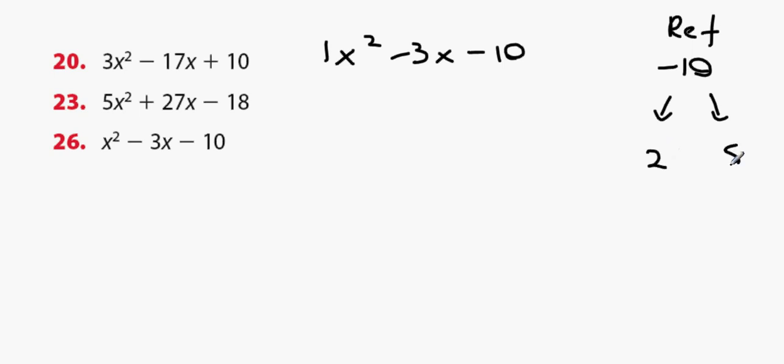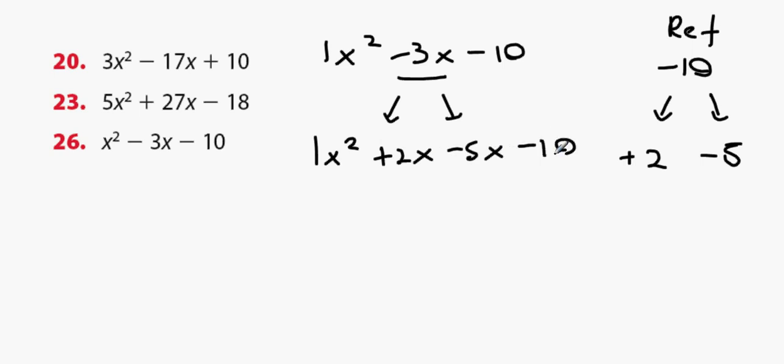We don't know which one should be minus. It's minus 3x in the middle, so that means minus 5 and plus 2, because plus 2 minus 5 gives you minus 3. Now we're going to break this up, so x squared plus 2x minus 5x minus 10. Factorize the first two, and then you're going to get x into x plus 2. Then you know the second bracket also has to be x plus 2.